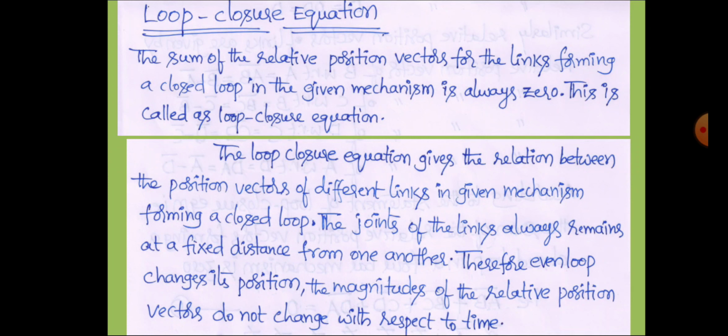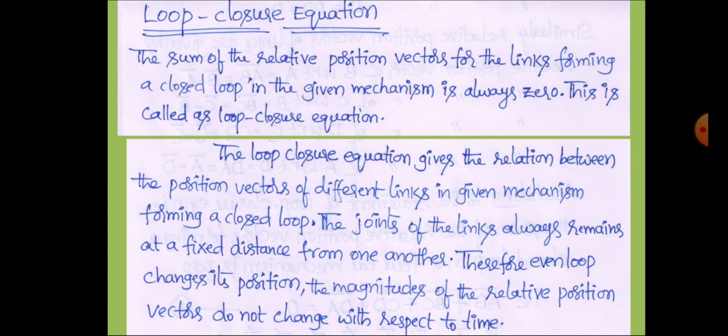Now, the second part is loop closure equation. So what is a loop closure equation? The sum of the relative position vectors for the links forming a closed loop in the given mechanism is always 0. What is that? The sum of the relative position vectors of the links forming a closed loop in any given mechanism is always 0. This is called as loop closure equation.